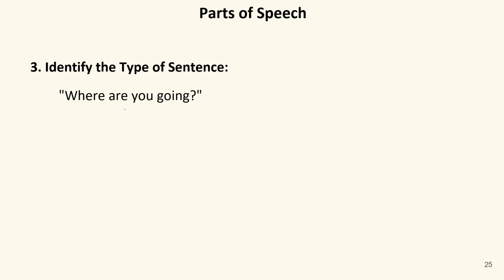Identify the type of sentences. Where are you going? Again, this is interrogative sentence. So these are sentences we have already discussed as well. So this is the entire session of parts of speech. I hope this is clear to you all and you all understand this.